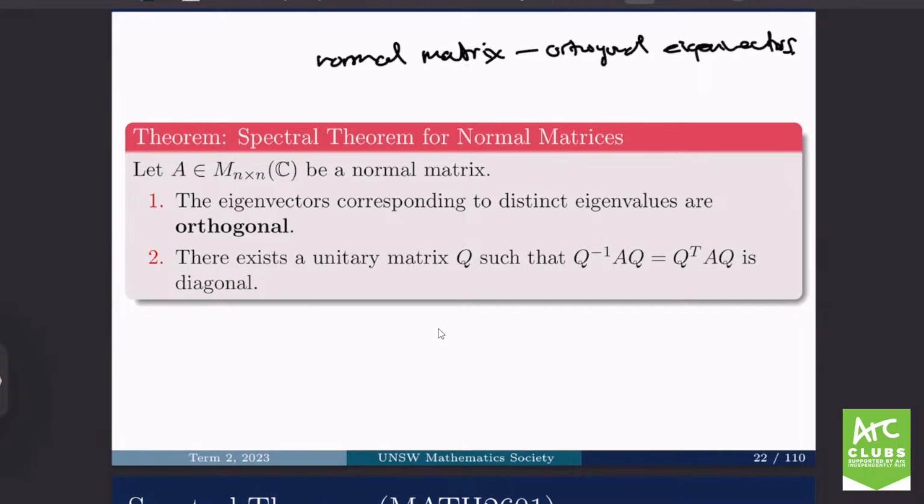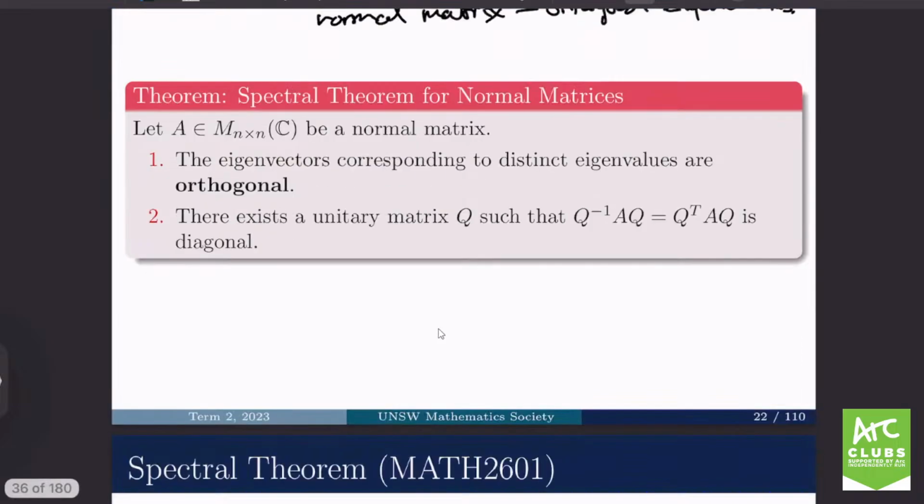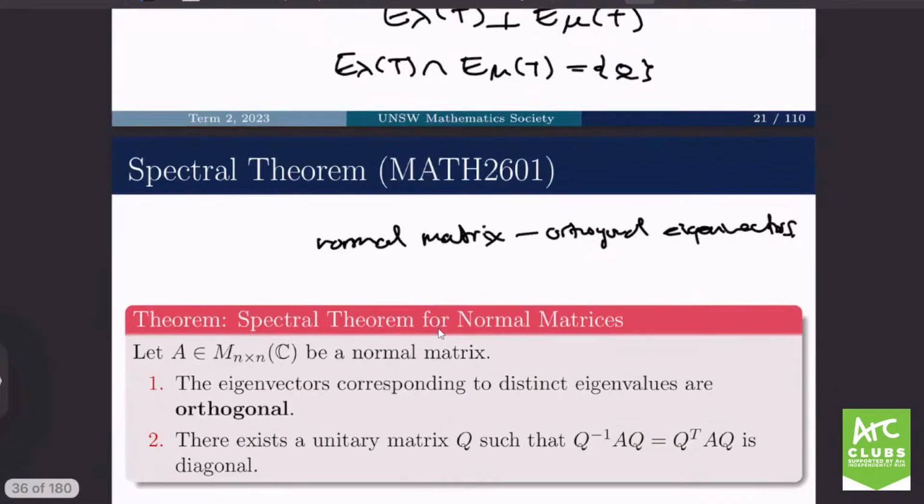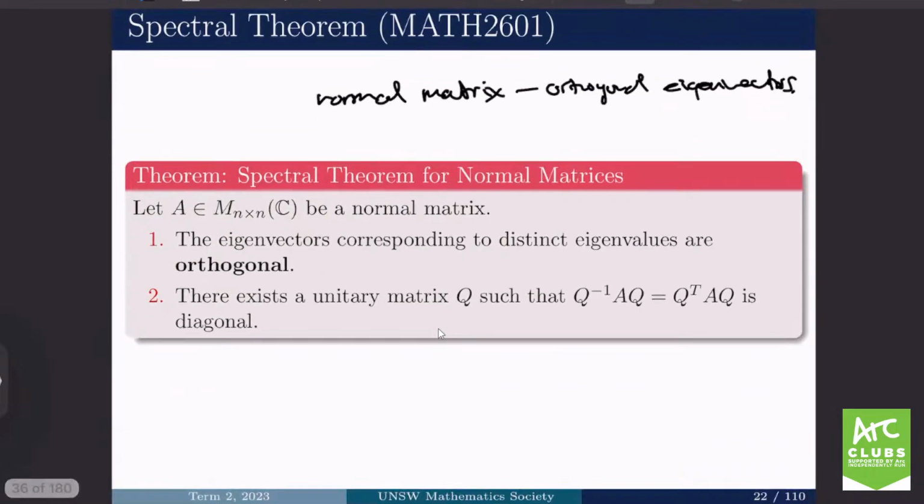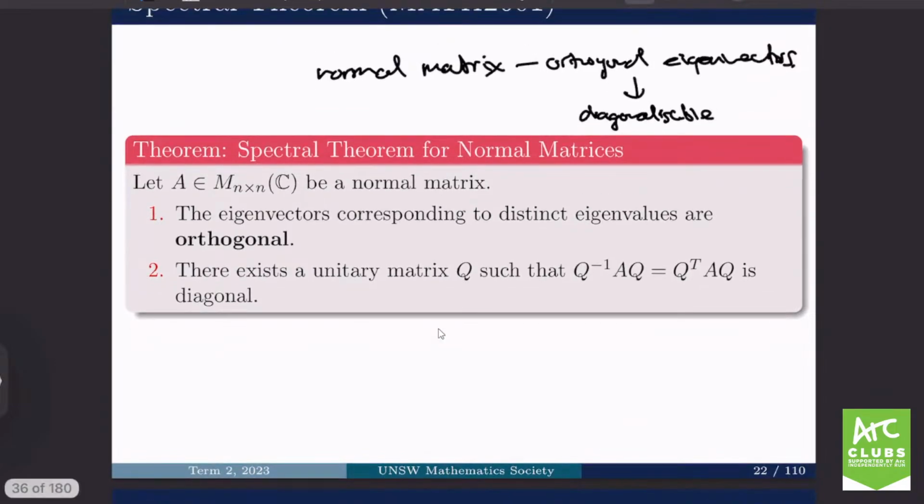Okay, if we have orthogonal eigenvectors, it's telling us that we have a full set of orthogonal eigenvectors. So the normal matrix will be diagonalizable. And remember, if it's diagonalizable, then we can say Q inverse AQ will be equal to a diagonal matrix, right? Now, keep in mind, what is this matrix Q?